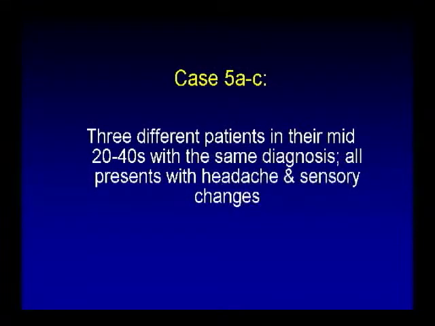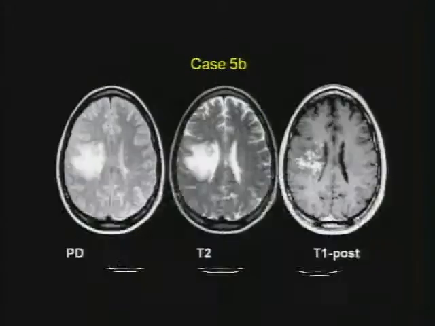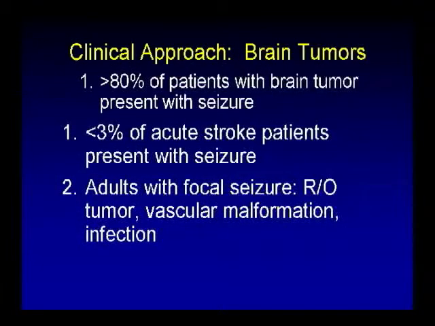Now, the next 3 cases are patients between the ages of 20 and 40. They all have the same diagnosis and all presented with headaches and some sensory changes. Here's patient 1. Here's patient 2. Here's patient 3. They all have the same histopathologic diagnosis. Okay, so let's get right to it.